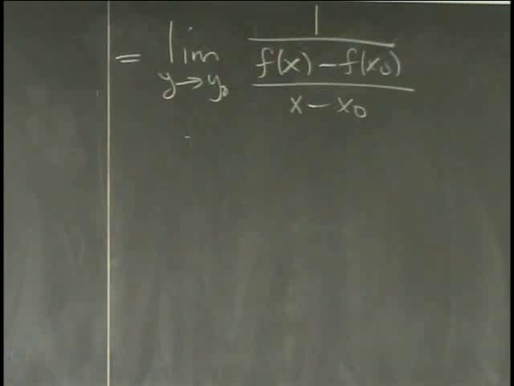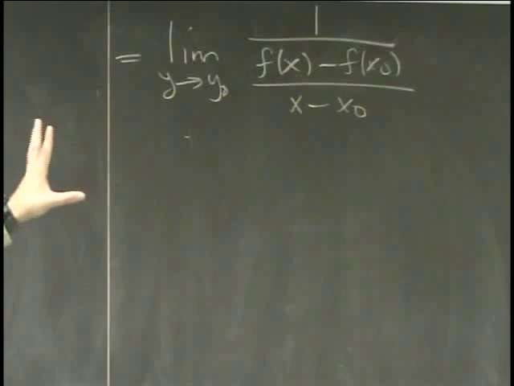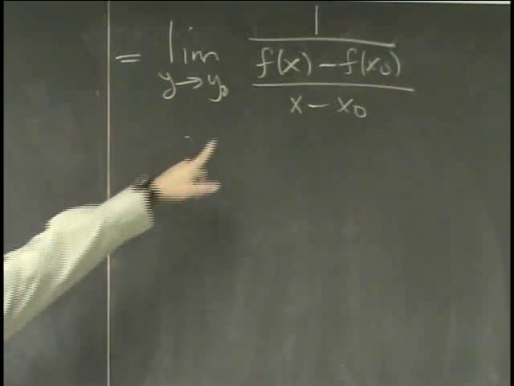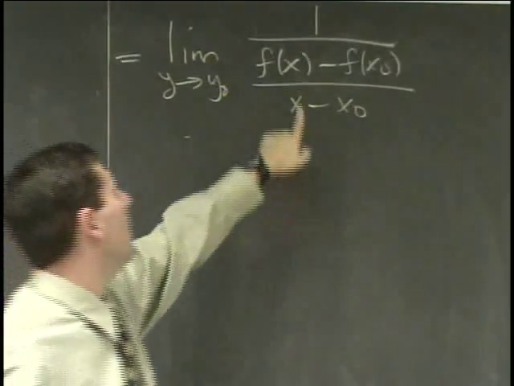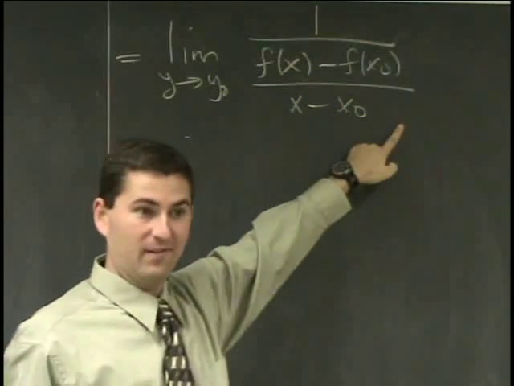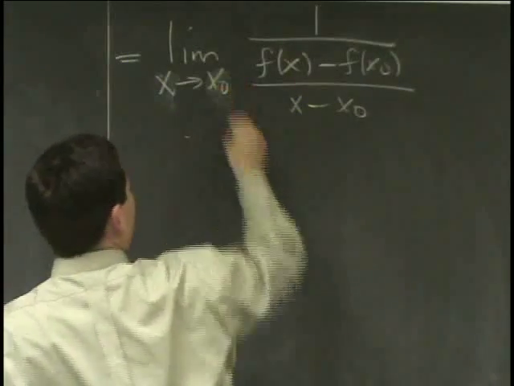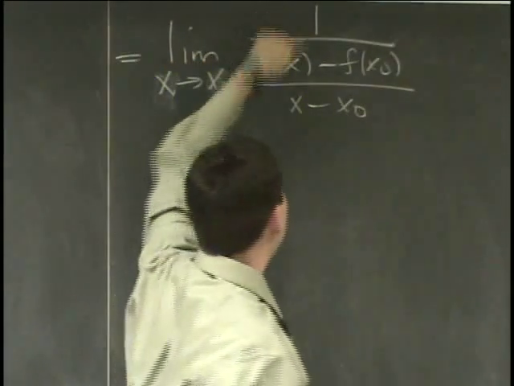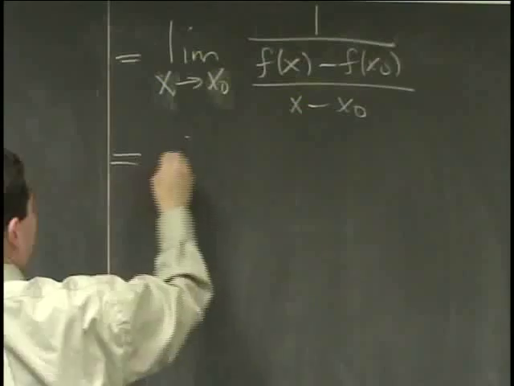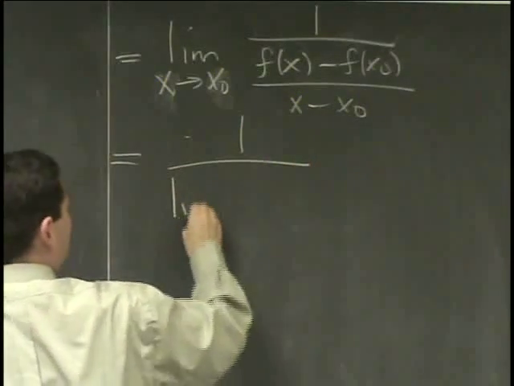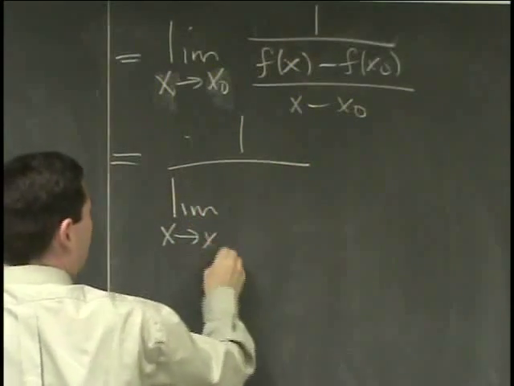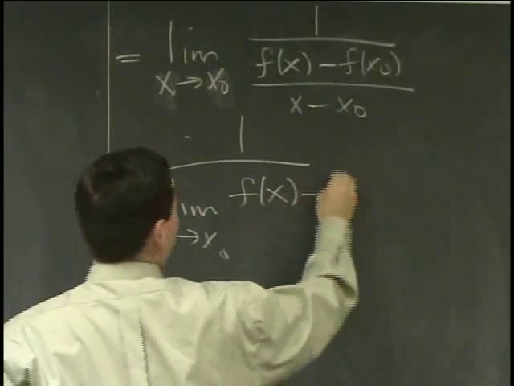Now, f was a continuous function. Therefore, f inverse was a continuous function. That was the thing I said is true, but we won't prove it. That means that as y goes to y0, x goes to x0. So I can replace this limit with an x and an x0. And now these two limits are both going to exist, and so I can put the limit on the inside. No way. Yes.